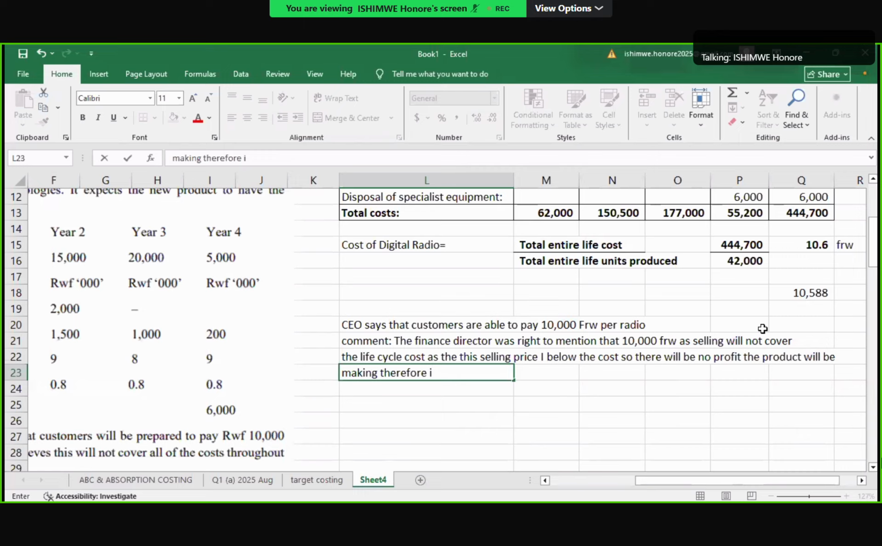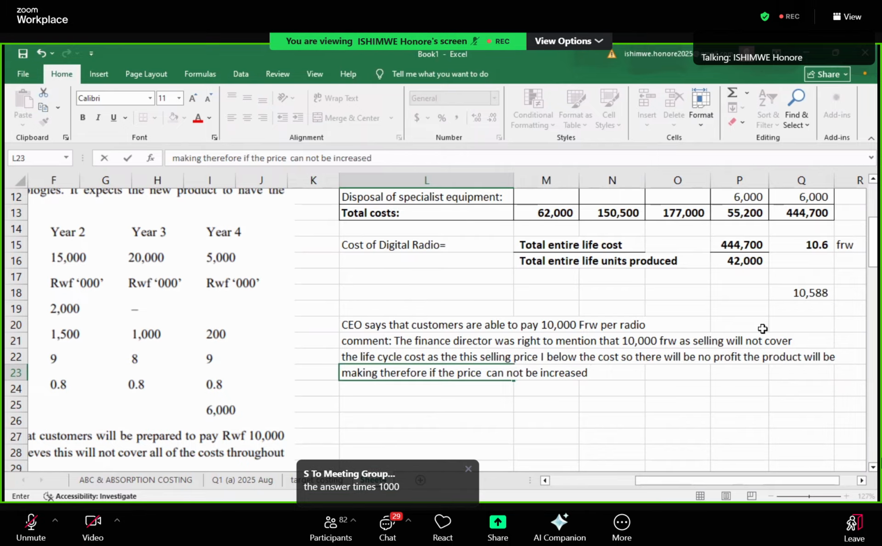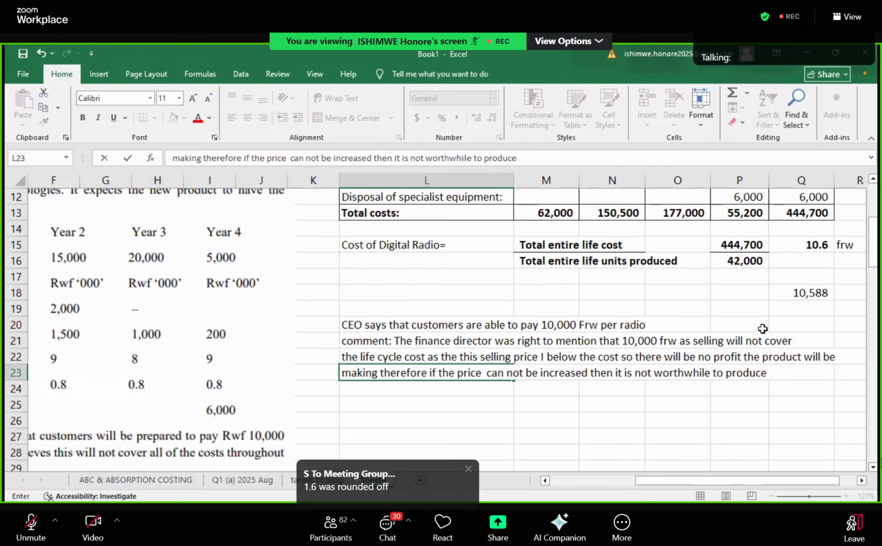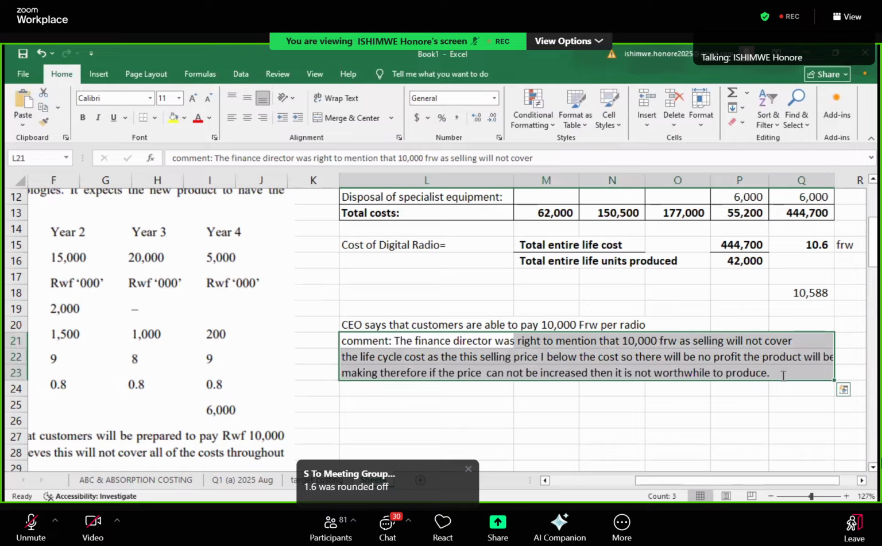Therefore, conclusion: if the price cannot be increased, then it is not worthwhile to produce. This is enough. This is our comment.